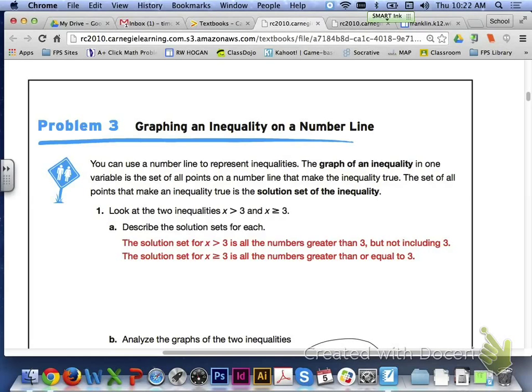So if we look at the solution set for x is greater than 3, we know that it is going to be all of the numbers that are greater than 3, but not including 3. The solution set then for x is greater than or equal to 3 is going to be all of the numbers that are greater than or equal to 3.